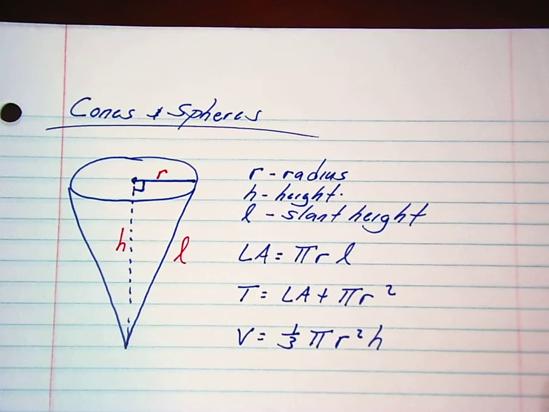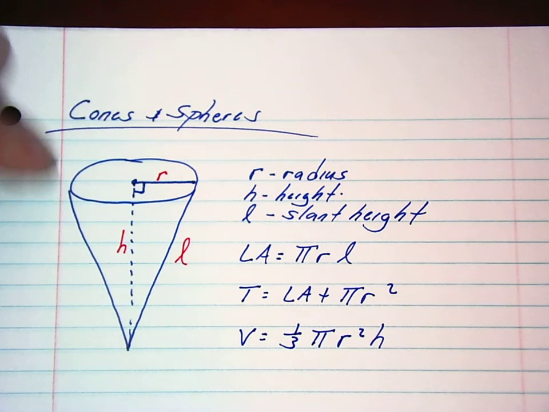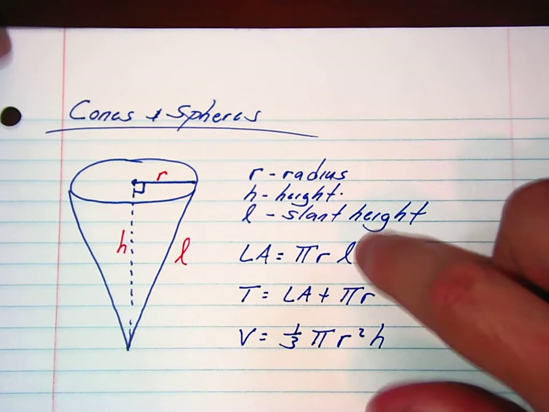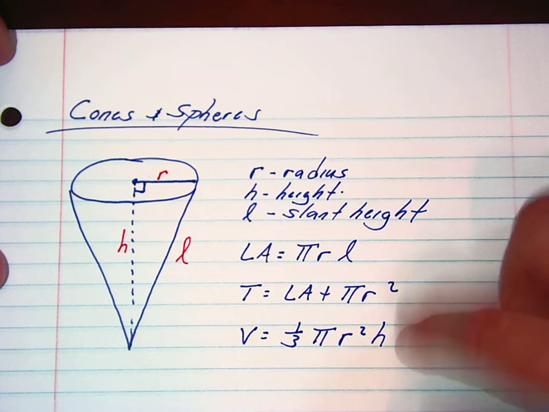So this is what a cone looks like, just like if you were holding an ice cream cone. It only has one base. So unlike the other shapes we're doing, we have one base. It's just the top. It's a circle. So there's three parts. Here's your three formulas: lateral area, surface area, volume.